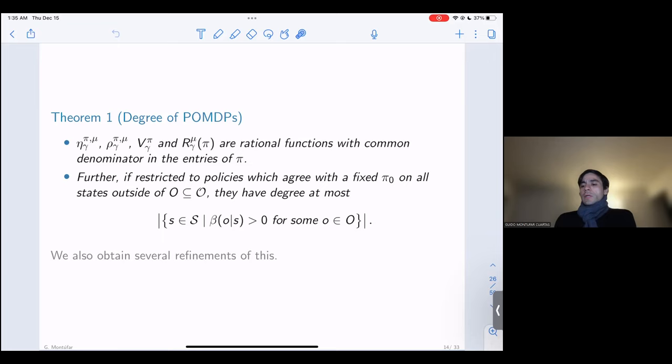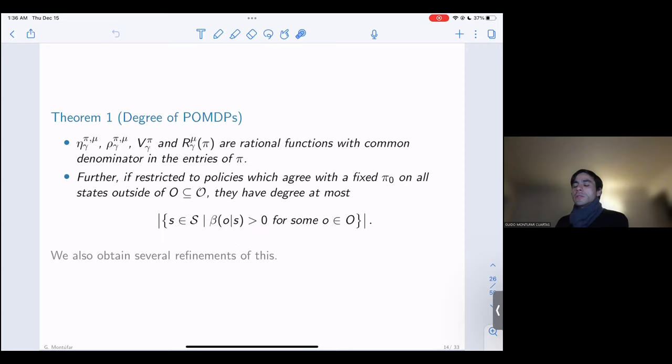Moreover, if we restrict them to policies which agree with the fixed policy on all observations outside a subset of observations, they will have a degree that is bounded in some way. So here the degree bound is telling us, let's look at the observations. For an observation, what are the states that could lead to that observation with positive probability? So we're looking at that collection of states that are compatible with observations in that set O. And that total number of states that are compatible with those observations will be a bound on the degree.